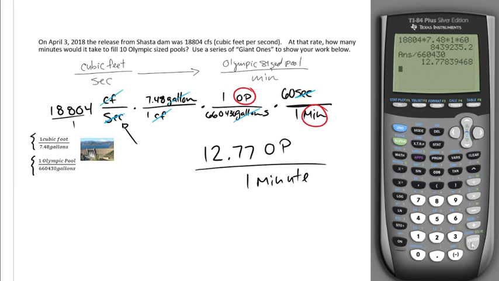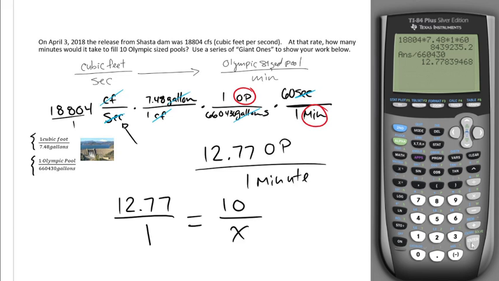Okay. I can fill 12. Are you kidding me? I can fill 12 Olympic sized pools in 1 minute. So the question is, how long would it take me to fill 10 Olympic sized pools? Actually, I'm going to do a proportion here. So I can fill 12.77 in 1 minute, and I want to know, I can fill 10 in how many minutes? Boy, I just made this math up.